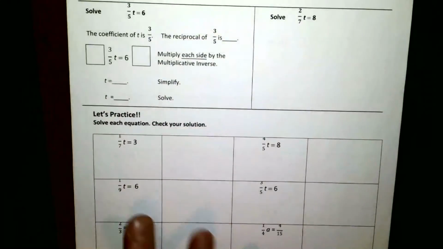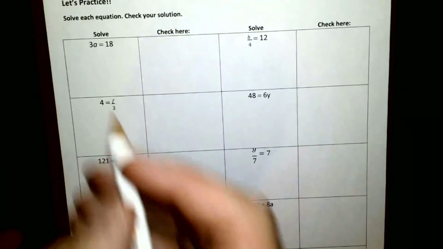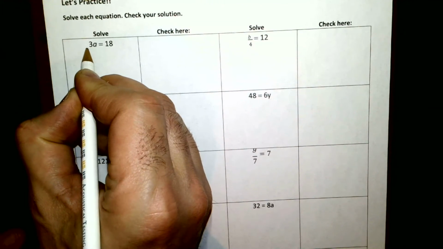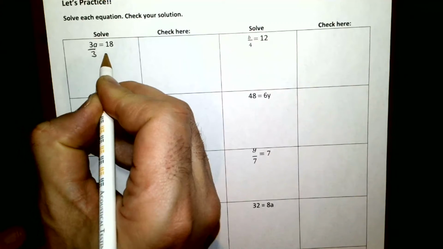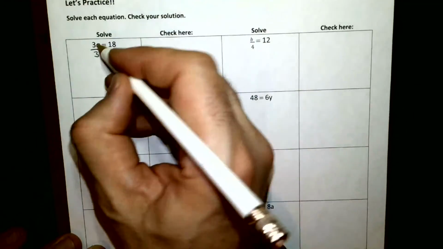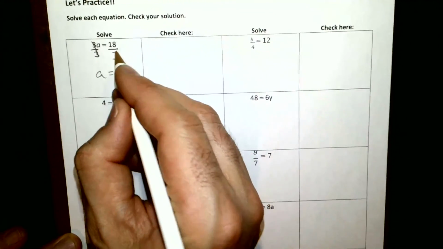So now, take a second and try a few of these problems. If A is being multiplied by 3 in this problem, to get rid of it, you're going to divide by 3. And what you do to one side, you do to the other. Once you've isolated the variable, you have found your solution.